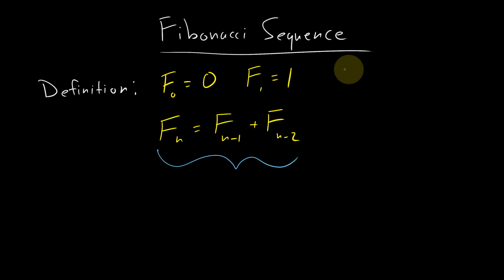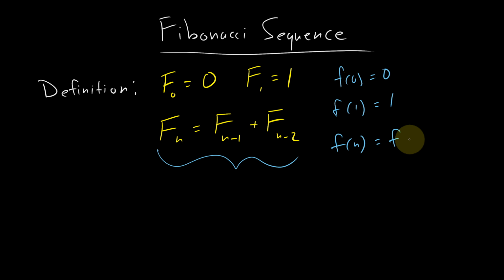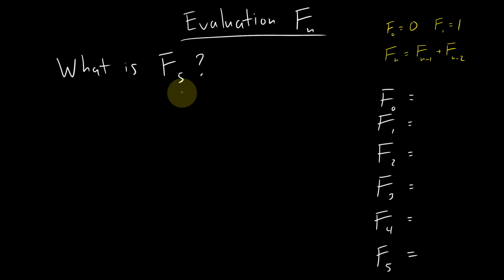So I guess in some ways, if we're talking about functions, this is the same as saying f of 0 will be 0, f of 1 will be 1, and then f of n, where n is a variable, will be equal to f of n minus 1 plus f of n minus 2. Same thing. All right, now let's try to solve for f of 5.